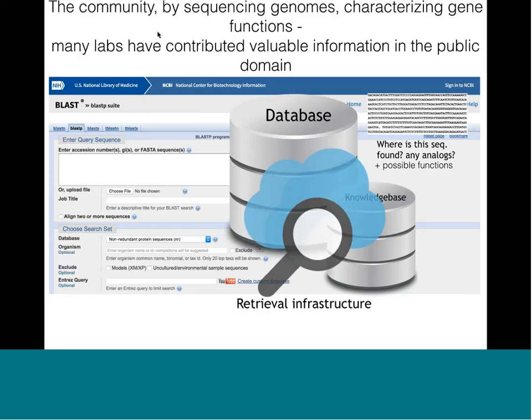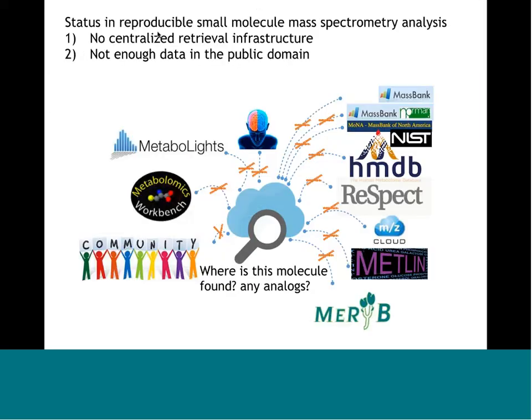And then they build retrieval infrastructures on top of it, so that as soon as you have a sequence, you can do a multiple alignment search such as BLAST and very quickly retrieve this information out of it. Now, if we contrast this to where metabolomics or mass spectrometry is at the moment, and you ask the same question: where is this molecule found? Are there any analogs found associated with that molecule? And what are the possible functions associated with that molecule? You'll find out that this is a very difficult problem.